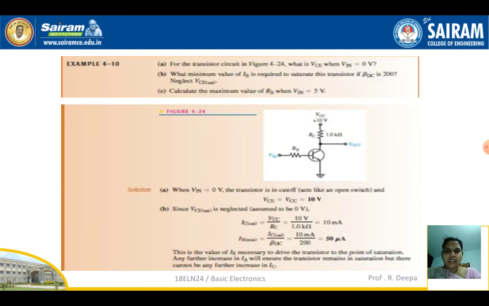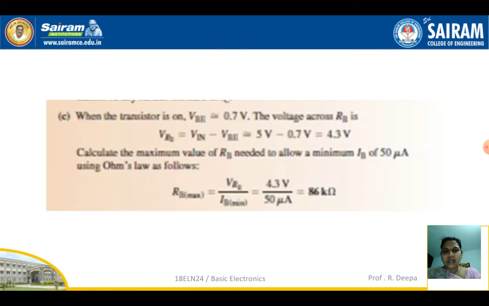And they have asked to calculate the minimum value of RB. So what is the formula for calculating RB? It is equal to the voltage VRB divided by the IB minimum, which is equal to 4.3 divided by 50 microamps. So if you divide, we will be getting the value of base resistance as 80 kilo ohms. This is how we will be able to calculate the base resistance RB.